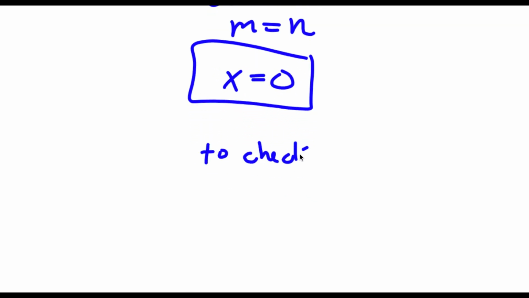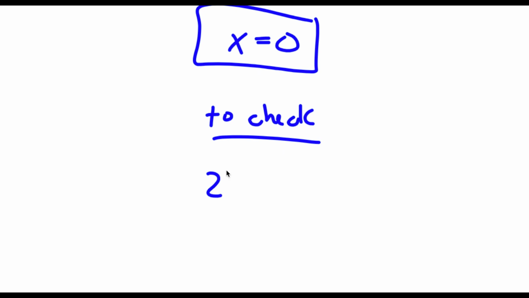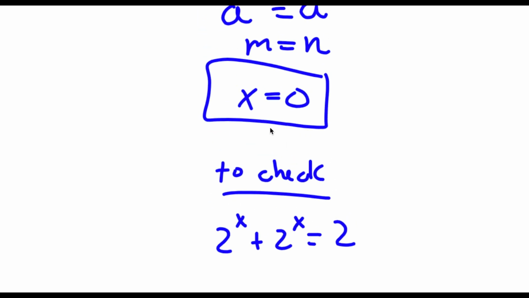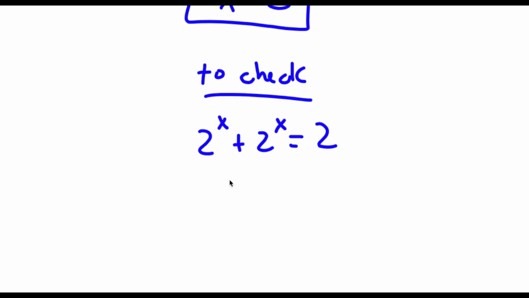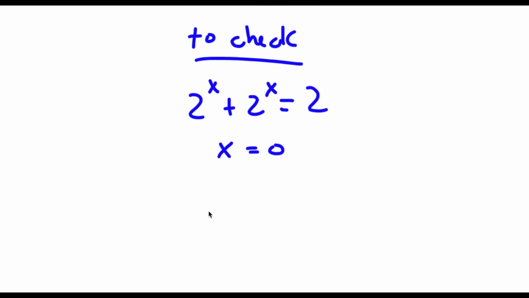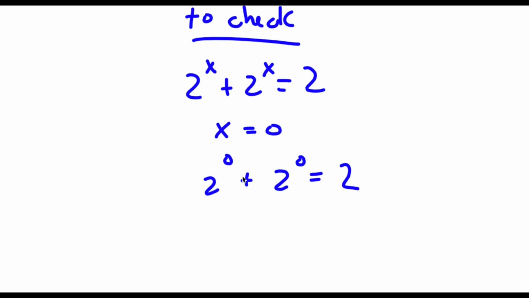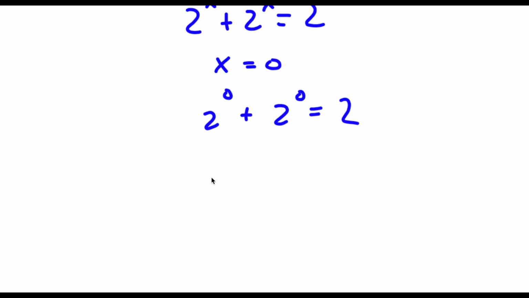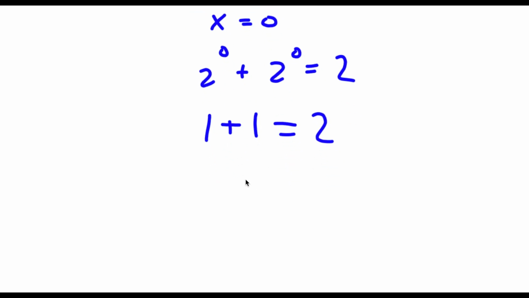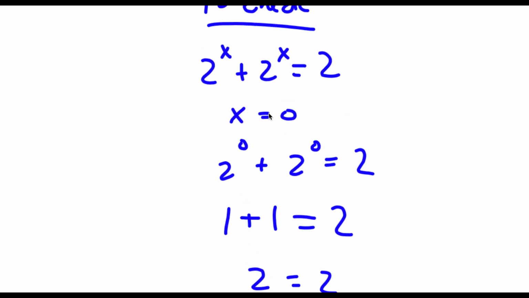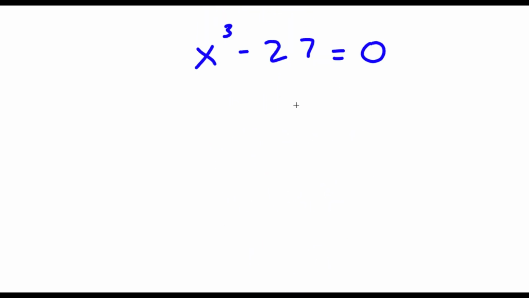Now to check, I have 2 to the power of x plus 2 to the power of x is equal to 2. Now, I know that x is equal to 0, so now I have 2 to the power of 0 plus 2 to the power of 0 is equal to 2. Now, anything to the power of 0 is equal to 1, so now I have 1 plus 1 is equal to 2. And 1 plus 1 is equal to 2, so I have 2 is equal to 2. And because this is right, our solution is right.